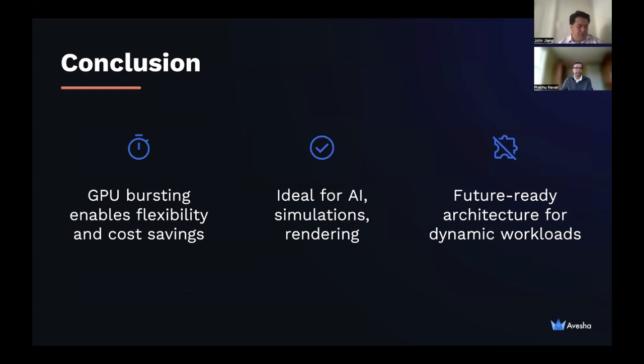Let's wrap up with key takeaways. GPU bursting enables flexibility and cost savings that simply aren't possible with traditional static provisioning. You get the resources you need when you need them without over-provisioning. It's ideal for AI/ML, simulations, rendering, essentially any workload with variable GPU demand. If your GPU utilization is under 70%, you should seriously consider GPU bursting. Most importantly, this creates a future-ready architecture for dynamic workloads. As your needs evolve, your infrastructure can adapt without major overhauls.